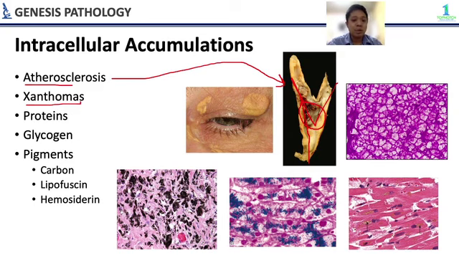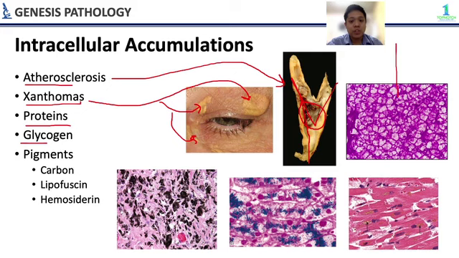And then we have xanthomas, seen in familial hypercholesterolemia. So nakikita natin siya sa mga eyelids as mga yellow masses, yellow soft masses. We also have intracellular accumulations of protein and glycogen. So for example, yung mga glycogen storage diseases.